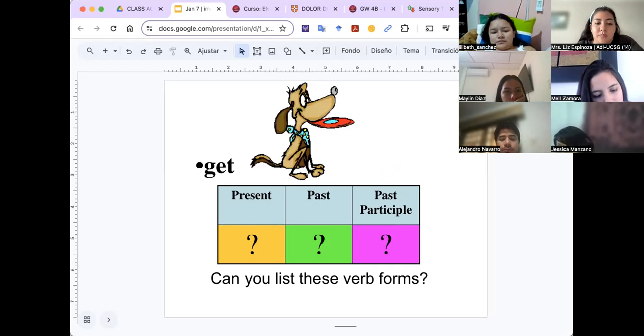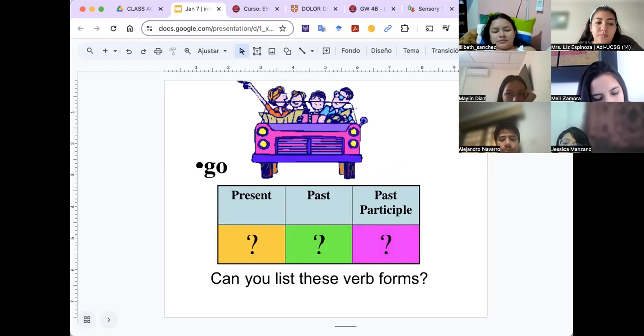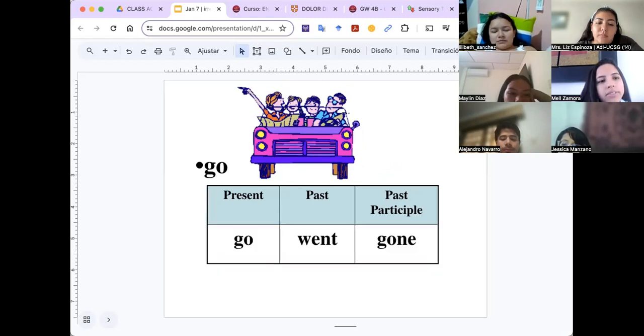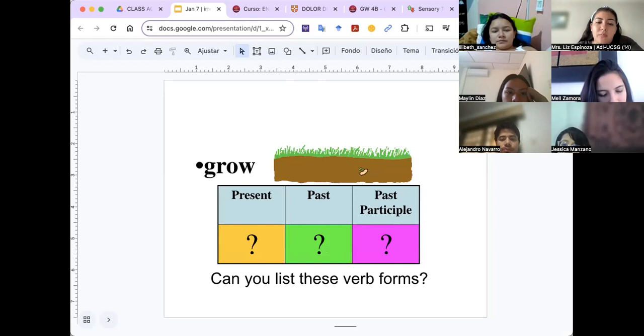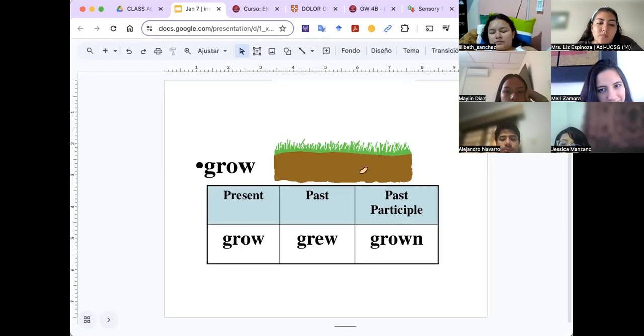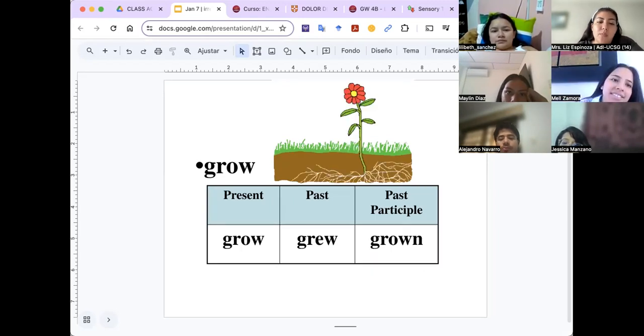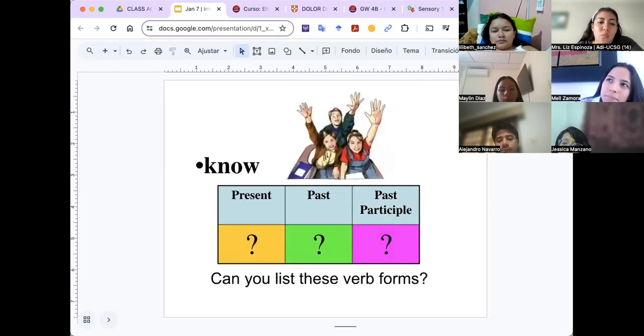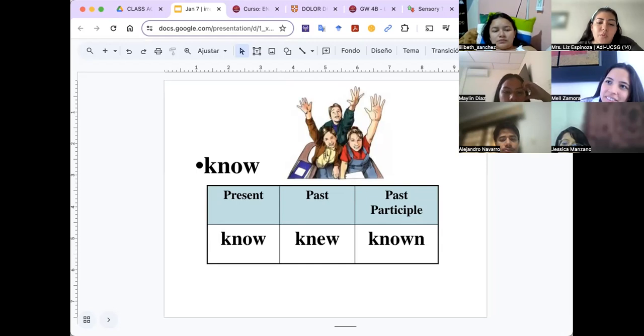Get. Got. Got it. Go. Went, and gone. Grow. Grew, and the participle grown. Know. Knew.